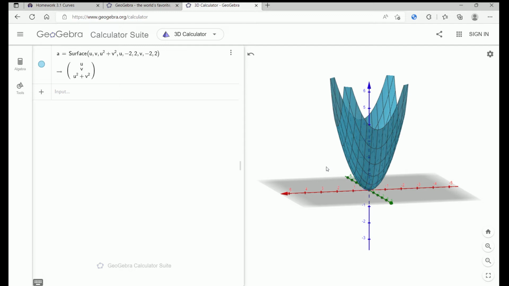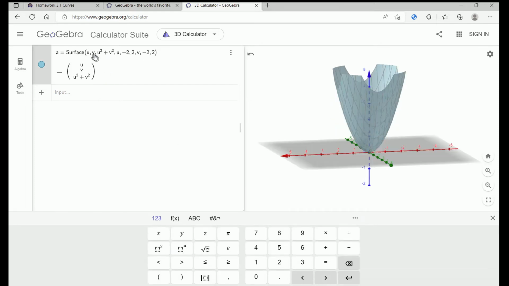So you can do a surface this way. And part of the reason I'm doing this is because this kind of thing where I put in x, y is very similar to how I'm going to solve some of the trickier problems in this section here.